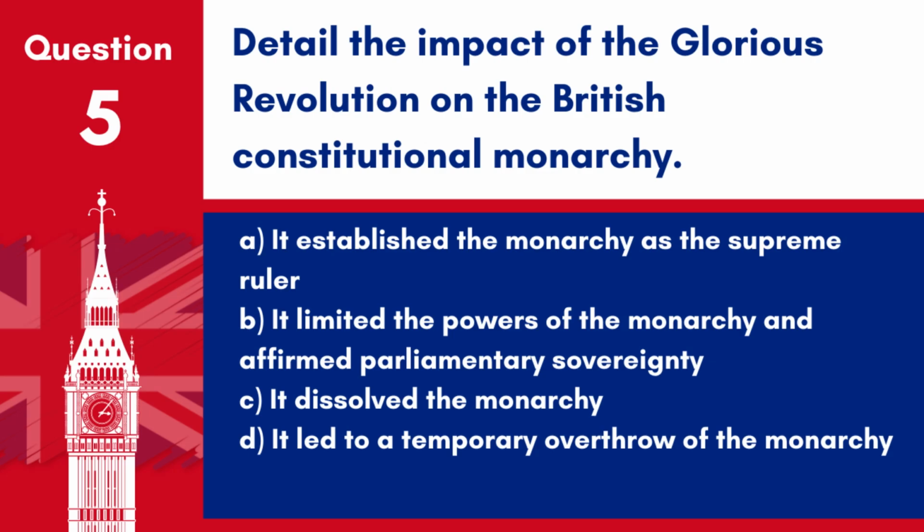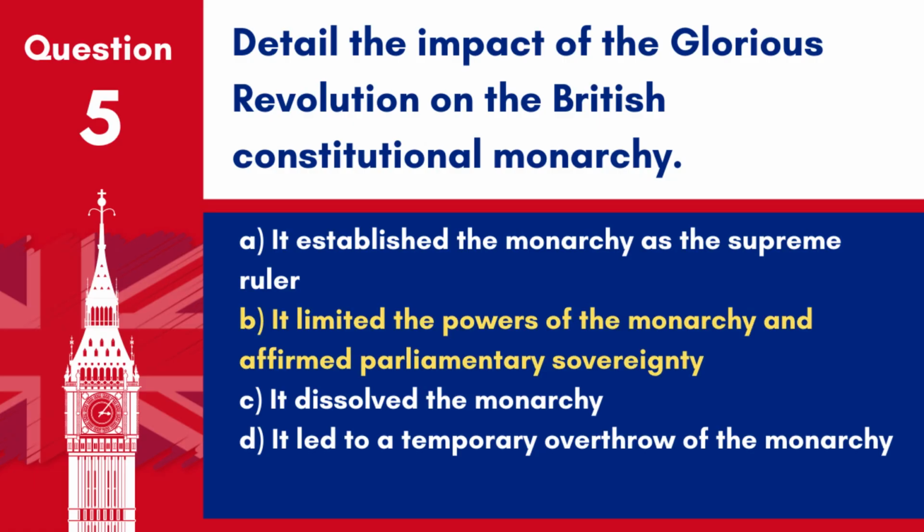Question 5. Detail the impact of the Glorious Revolution on the British constitutional monarchy. A. It established the monarchy as the supreme ruler. B. It limited the powers of the monarchy and affirmed parliamentary sovereignty. C. It dissolved the monarchy. D. It led to a temporary overthrow of the monarchy.